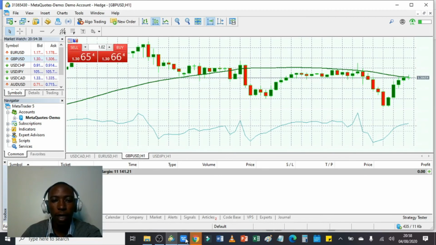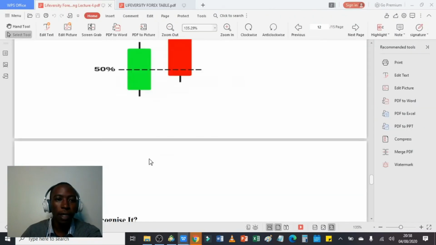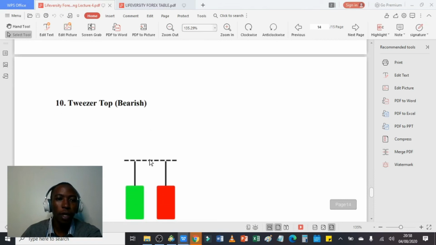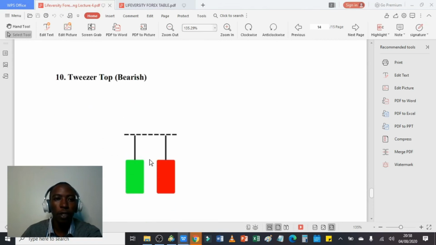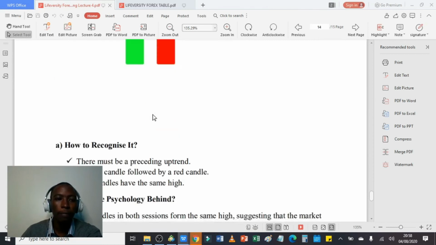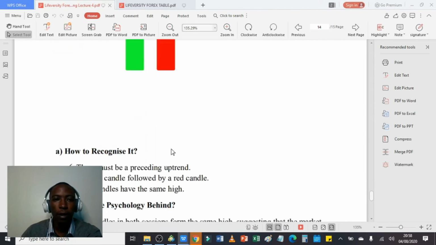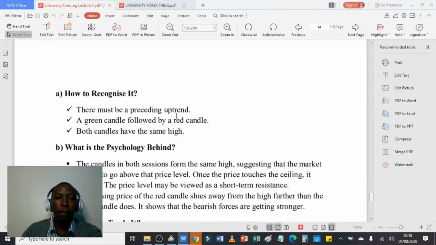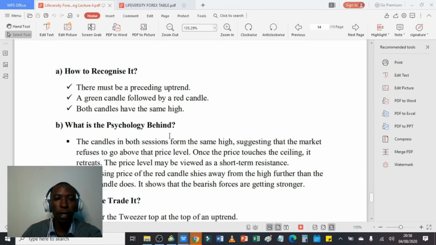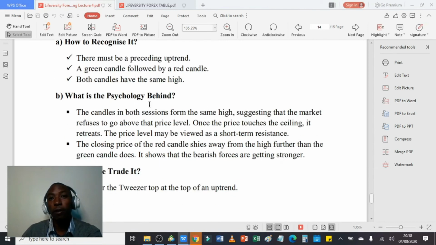Let's head over to the next pattern, and that is the tweezer top, the opposite of the tweezer bottom. The tweezer top is a bearish pattern. How to recognize it? As you can see how it looks. There must be a preceding uptrend, a green candle followed by a red candle. Both candles have the same high. What is the psychology behind it?